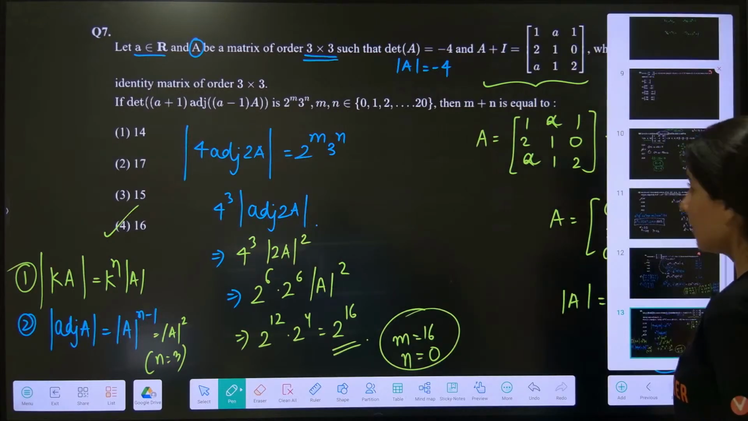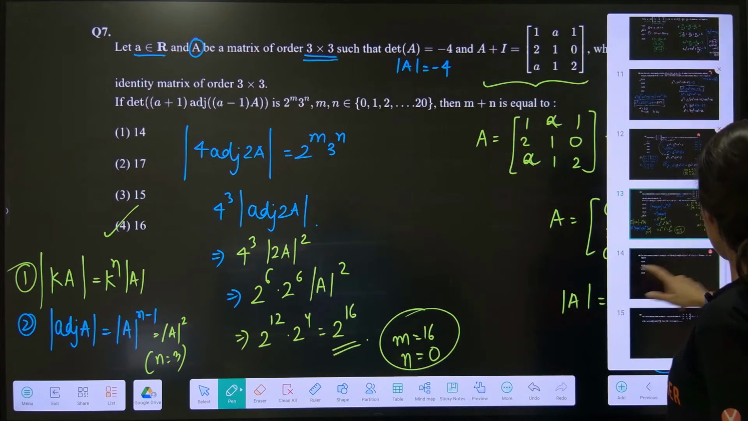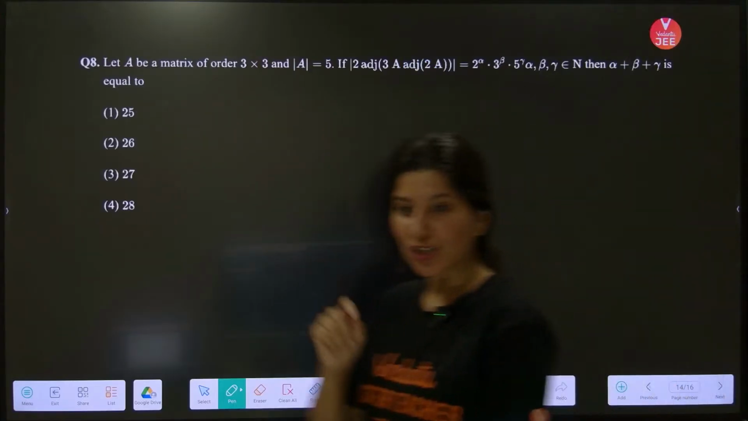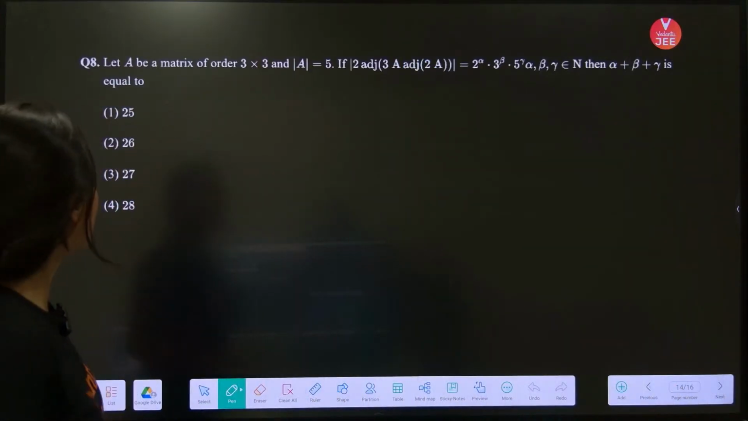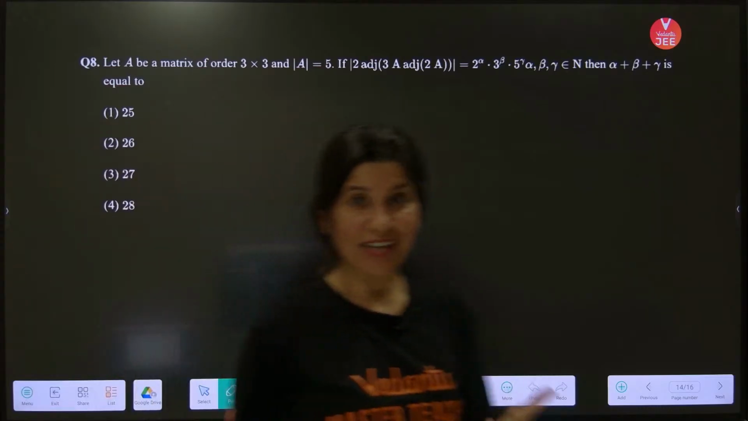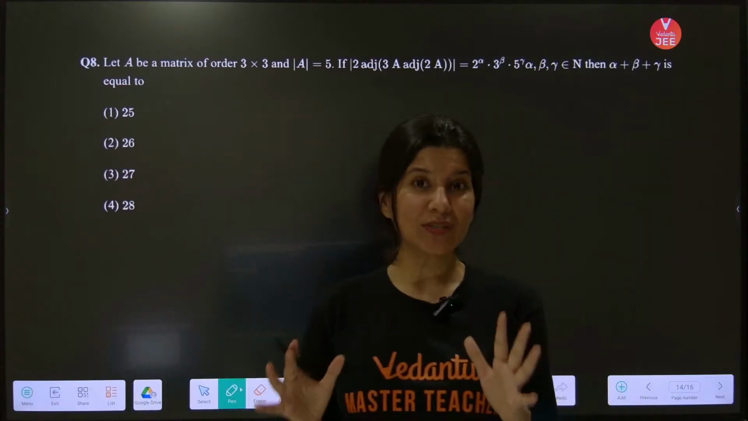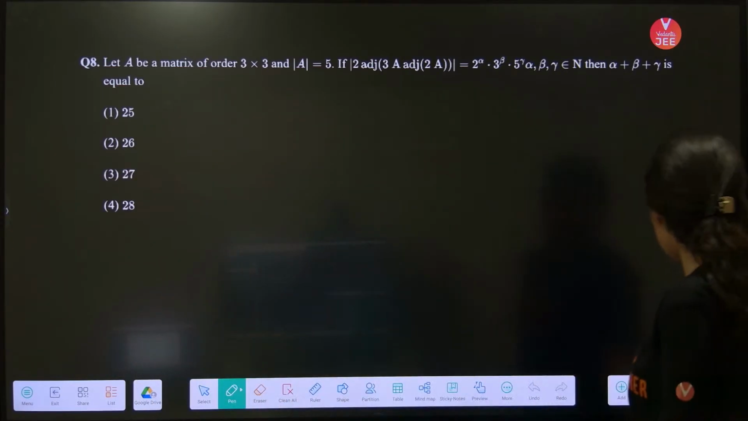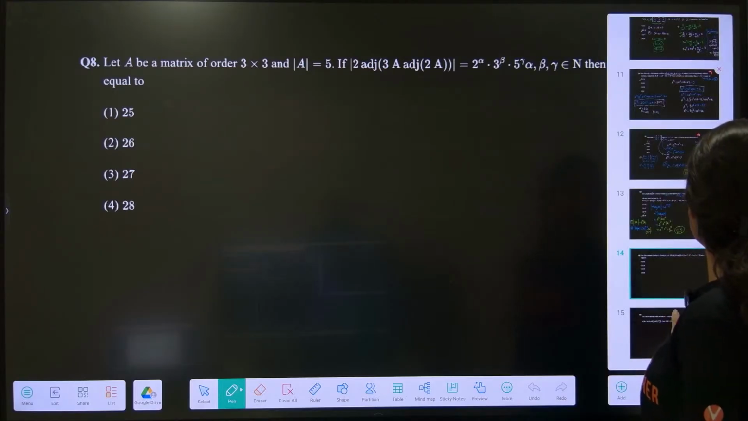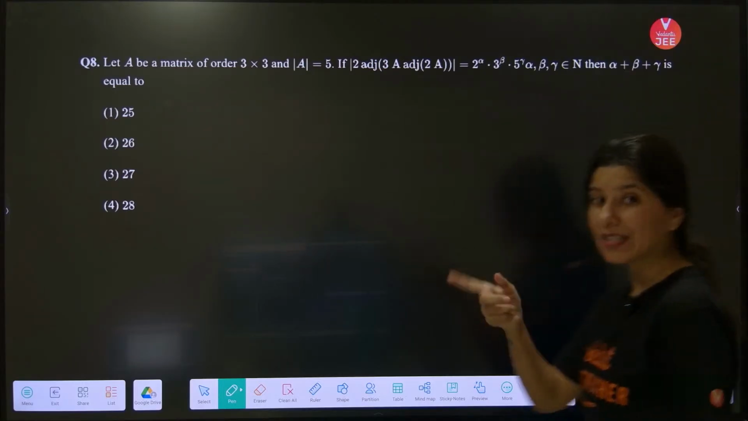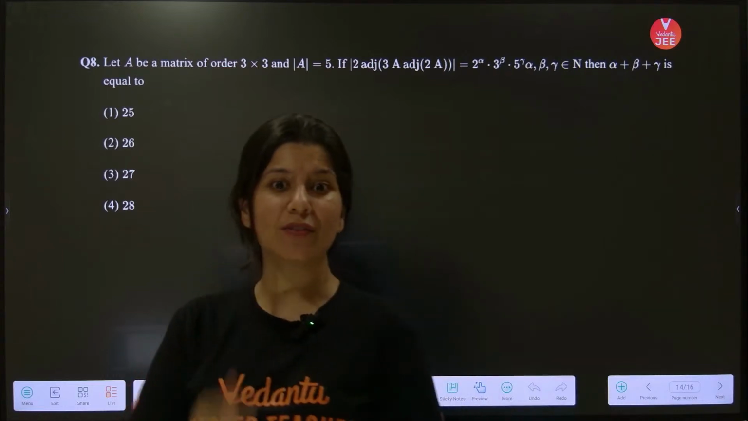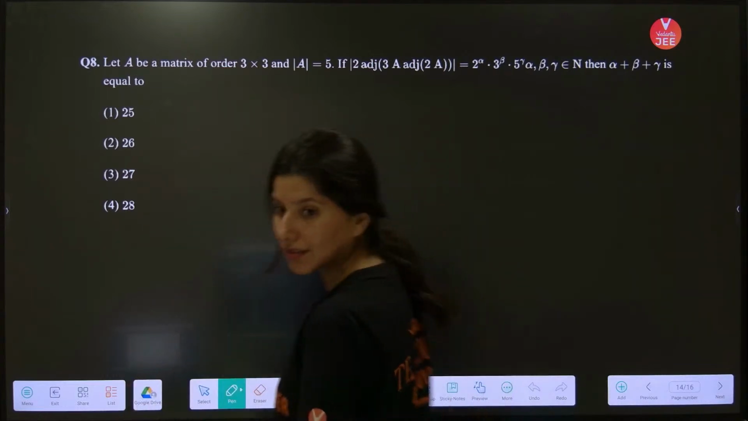Done. Similar type of question is right there. Now you understand the category. 10 questions we are doing, and this is actually the second question on the same category, which is properties of adjoint. Let's do it.